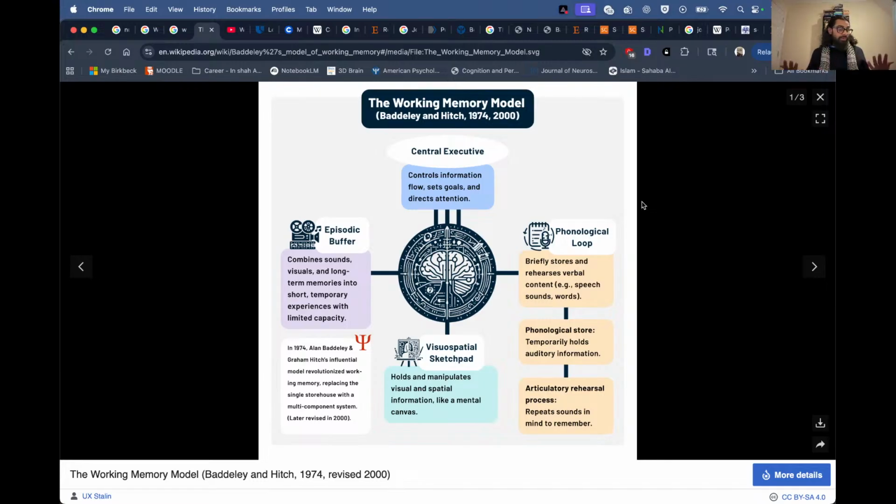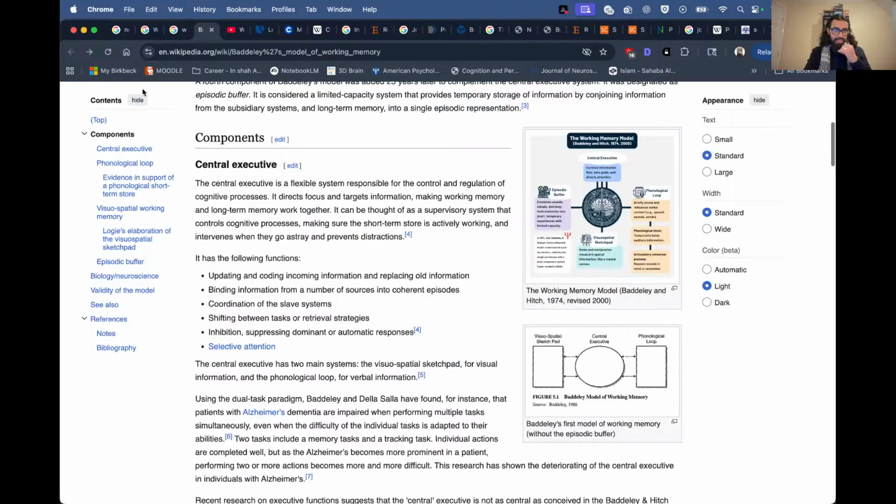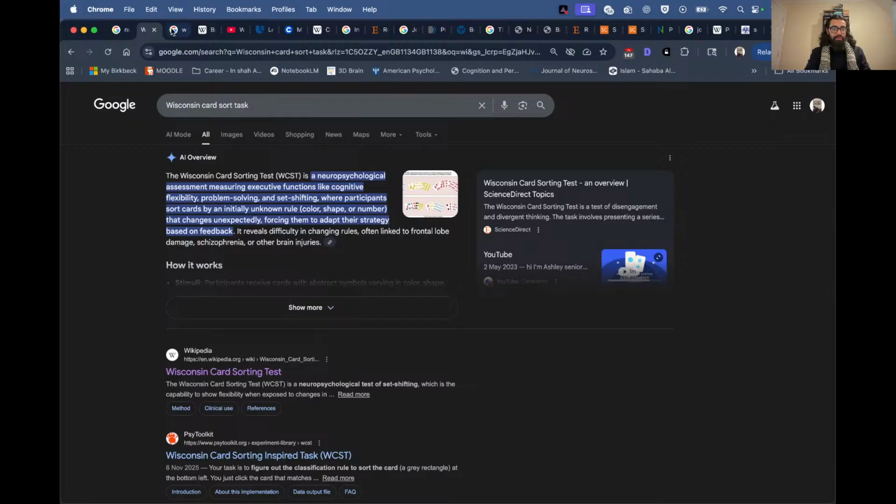So all of this is part of the working memory model. And this is extremely important when it comes to tasks that look at cognitive flexibility. Now, why am I talking about all of this? This is essentially me, inshallah, looking to improve on this model.